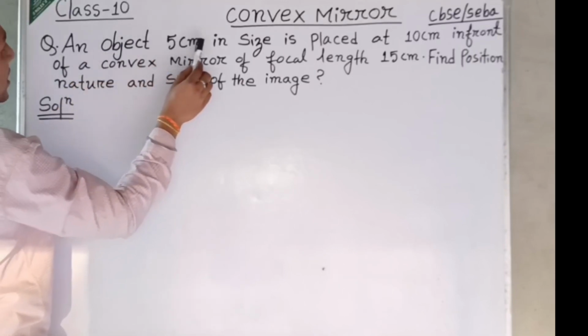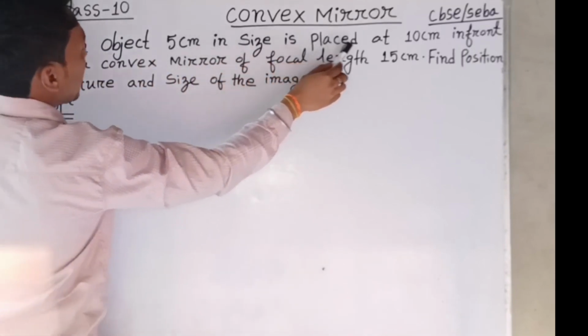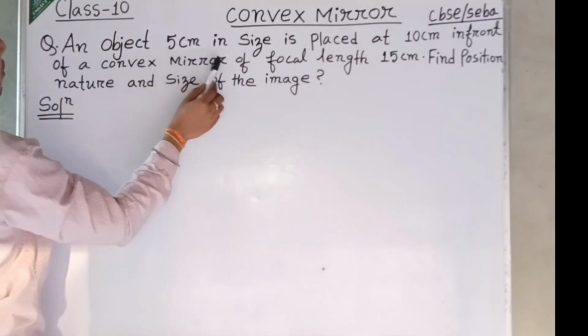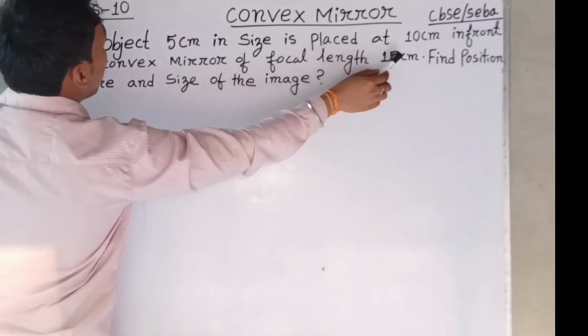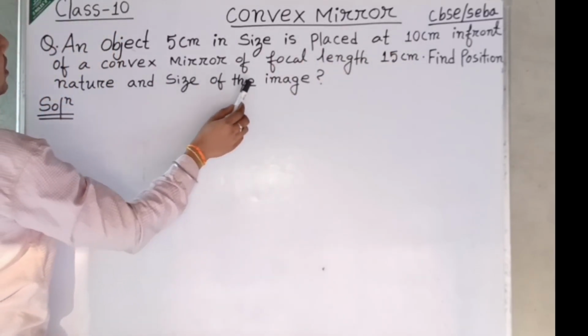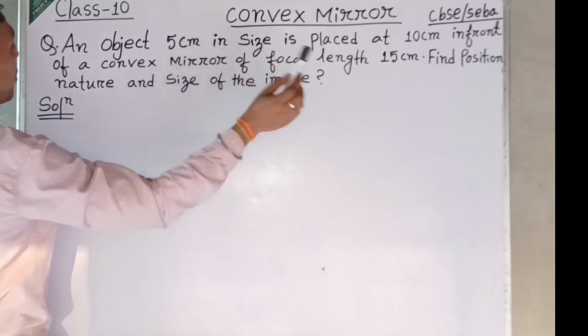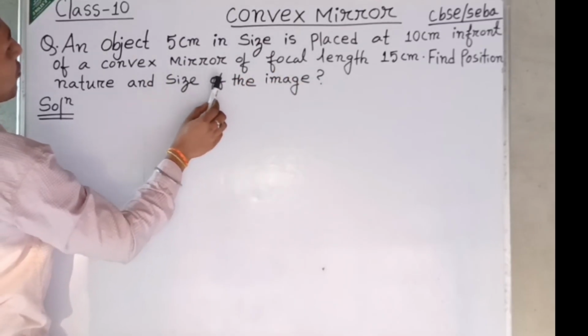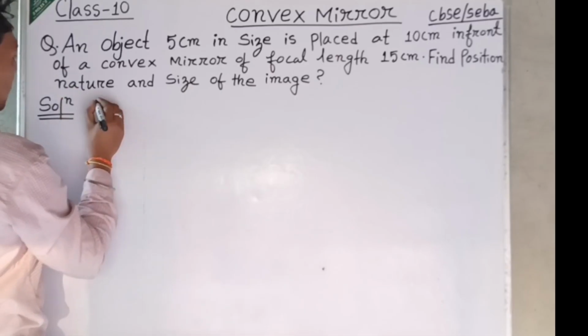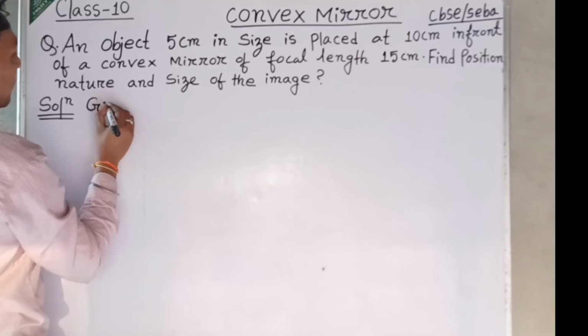An object 5 cm in size is placed at 10 cm in front of a convex mirror of focal length 15 cm. Find position, nature and size of the image. We will find position, nature and size of the image. So in first step, you just write the given value from the question. Given.